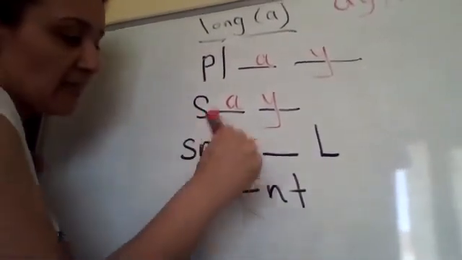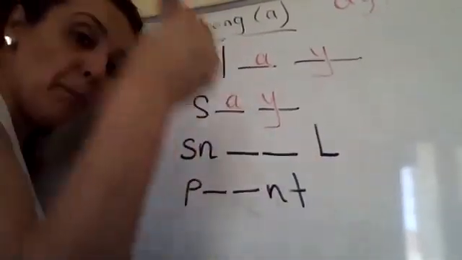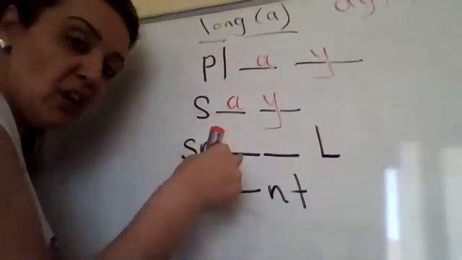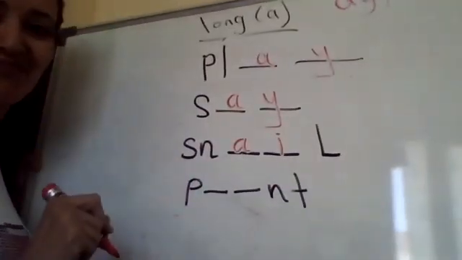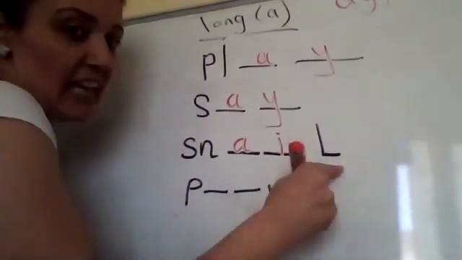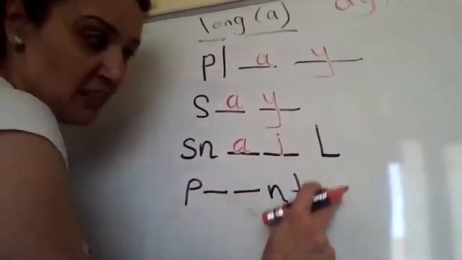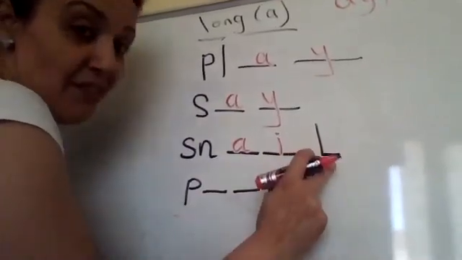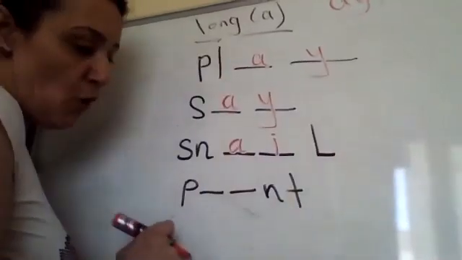Now, number 3, you have the word snail. S, N, space, and then you have L. When you have two spaces in the middle of the word, you put AI, not AY. Snail. Here I have L at the end of the word. When you have a letter, you don't put AY at all.